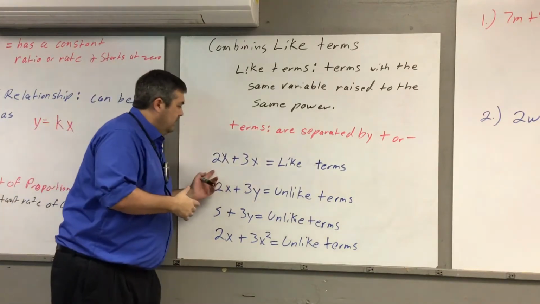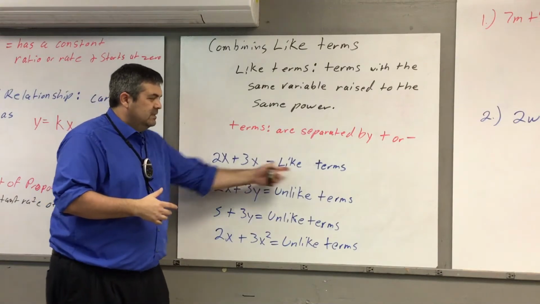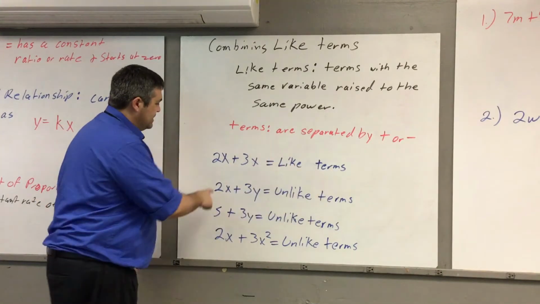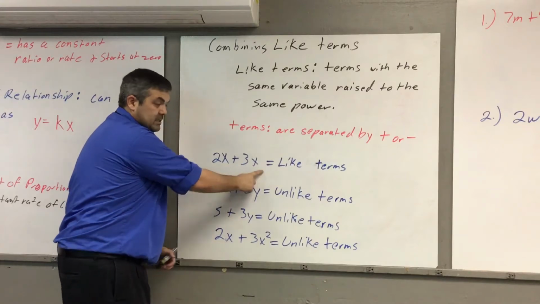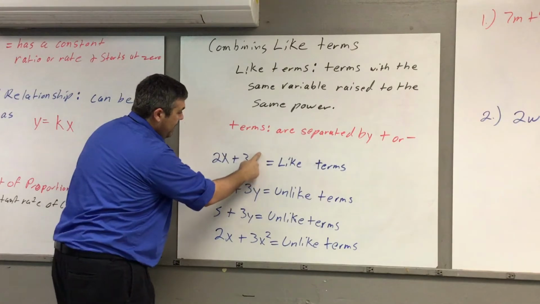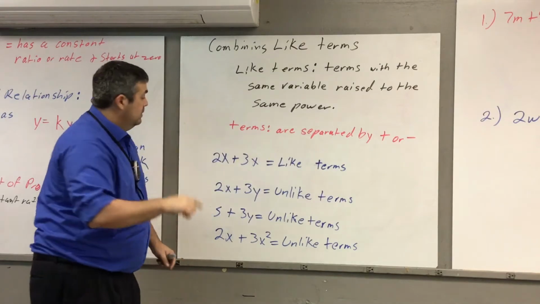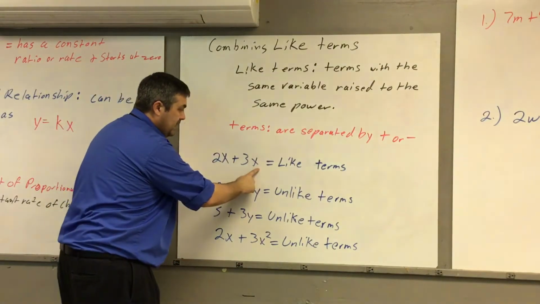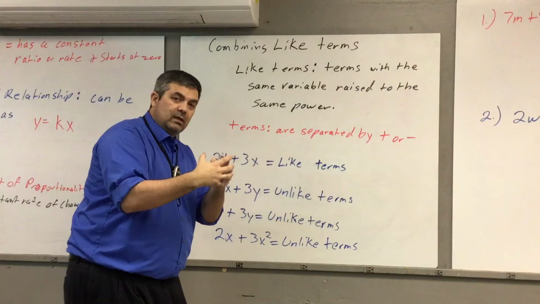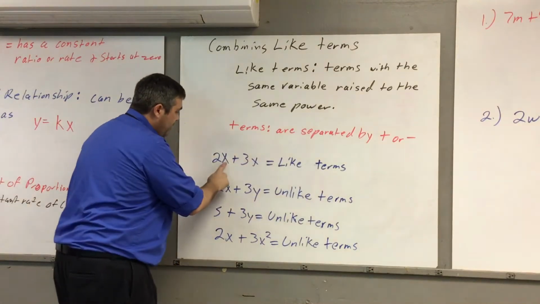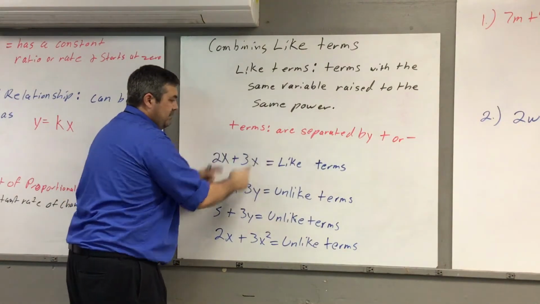Okay, so 2x plus 3x, those are like terms because they have the same variable, x and x, and they're raised to the same power here. Okay? Remember that if there's not a power there, that's always 1. So 2x plus 3x, I could combine those two things. Okay? Because they have the same variable raised to the same power.